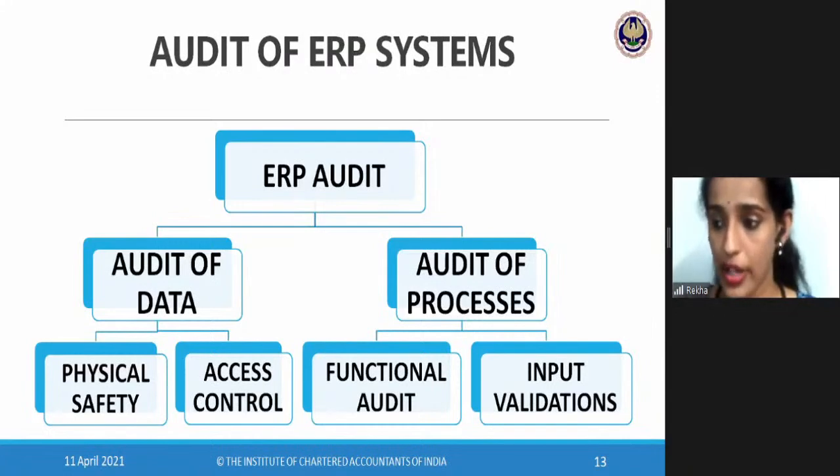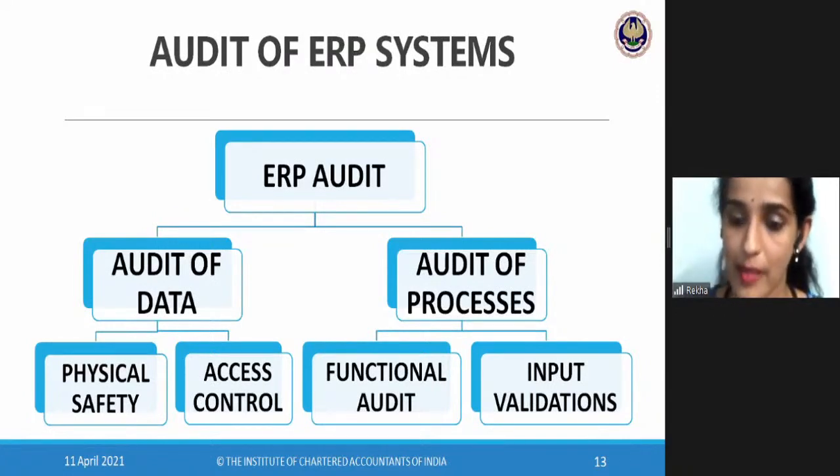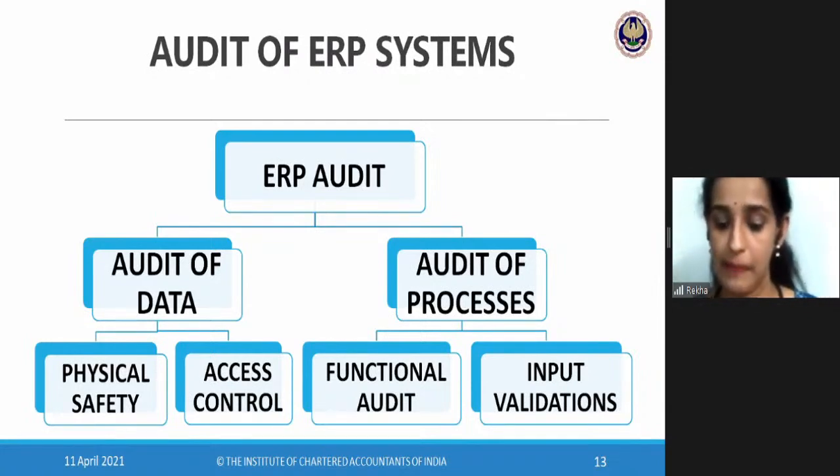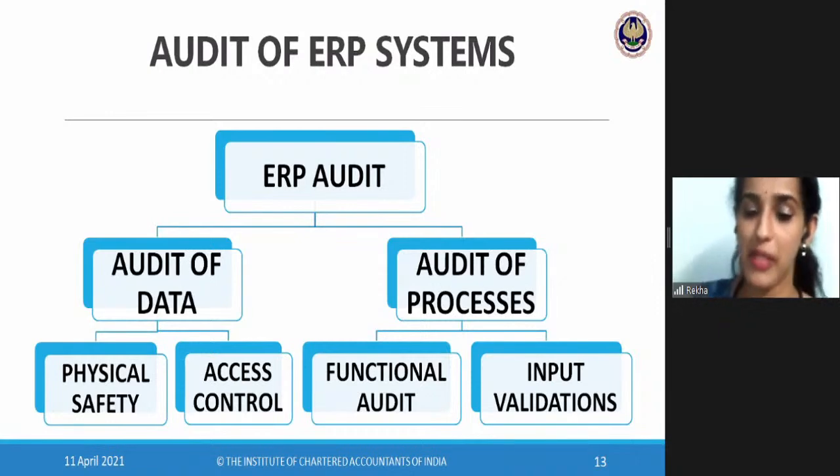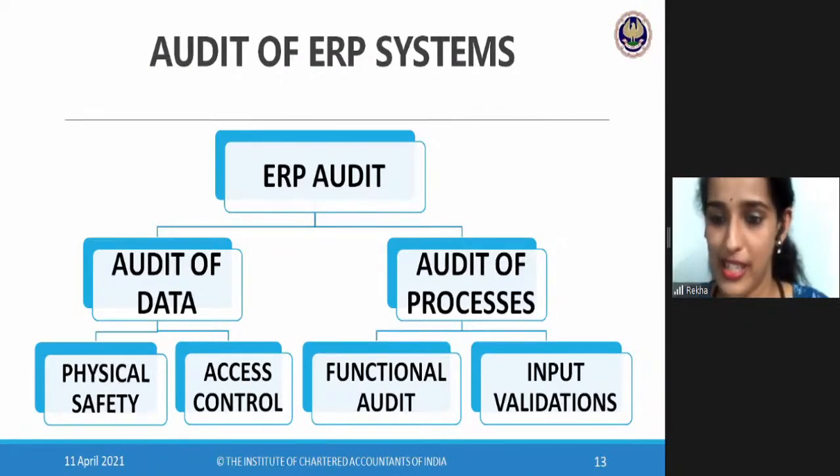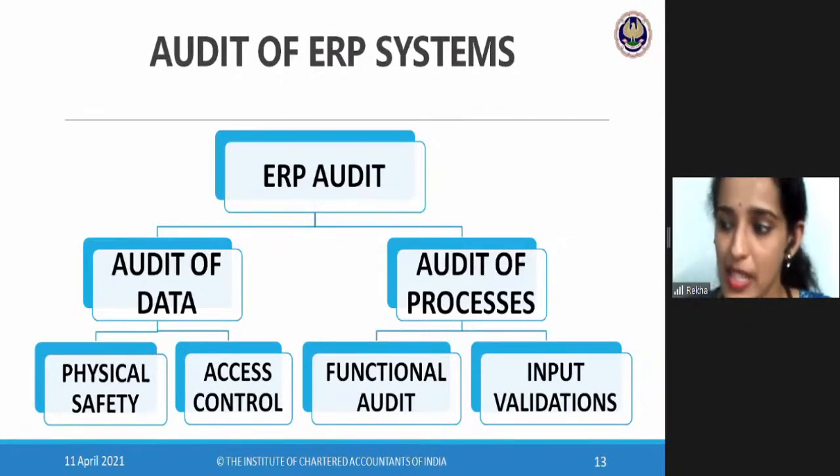Now, coming to audit of process. Audit of process means you will be checking at the process level, not at the individual data level. At the process level, there are two types. One is functional and one is input validation. Now, functional means what? What do you mean by functional audit? Functional means there are different functions, right? Your salary computation, your sales, your purchase.